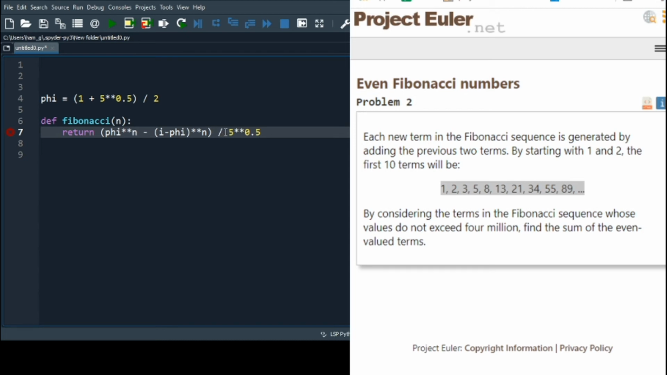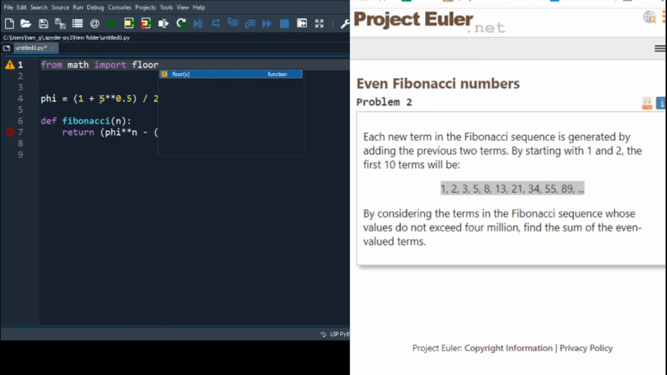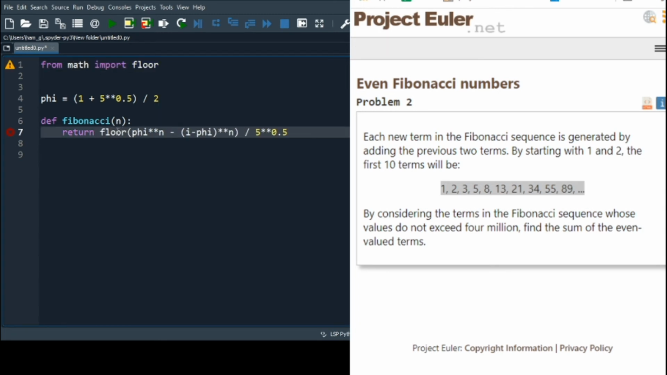Now this will produce an irrational number because phi is going to be irrational. It has to be irrational because this is irrational, and we want it to return an integer. So I'm going to import the floor function: from math import floor. I want the floor of all this, which basically rounds it down to the nearest integer. Why do you have a problem with that? Oh, that should be a 1. Silly me. There, that will do.